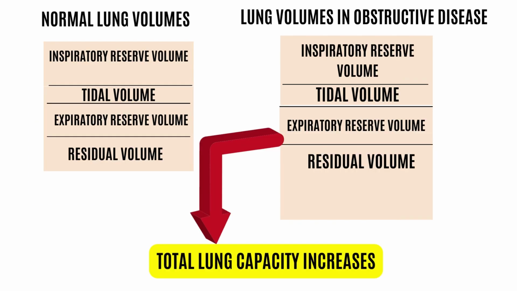Now we will look at obstructive disease. An obstructive disease means something is obstructing the airway. In this disease, there is no problem with inspiration but there is a problem with expiration. This means the tidal volume and inspiratory reserve volume are fairly normal, but since there is an obstruction somewhere in the airway, you are unable to breathe out all the air that you inhale.